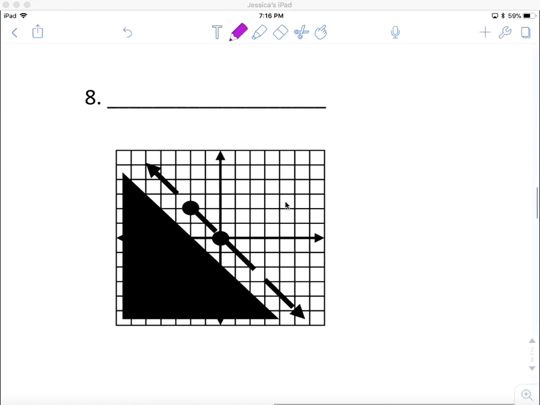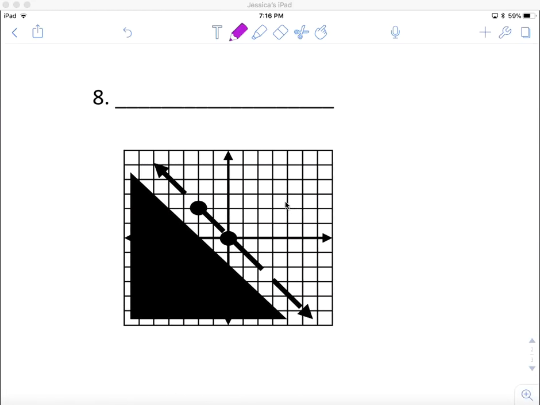Looking at number 8, we have a negative slope here. I am going down 2, right 2, which reduces to negative 1 for my slope. My y-intercept is at 0, 0, so b equals 0.